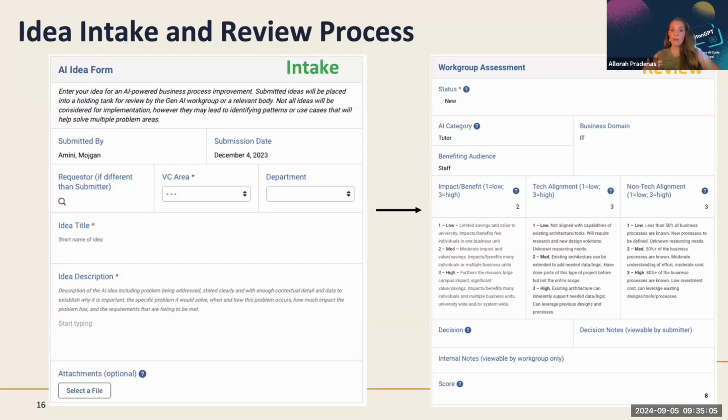We're also looking at the tech alignment. Can we actually just do this technically? And then the non-tech alignment. Do we have a good sense of the business processes from this area? Are we able to assess whether or not this is going to be something that's beneficial for lots of the campus, small parts of the campus, all of those types of decisions and questions.